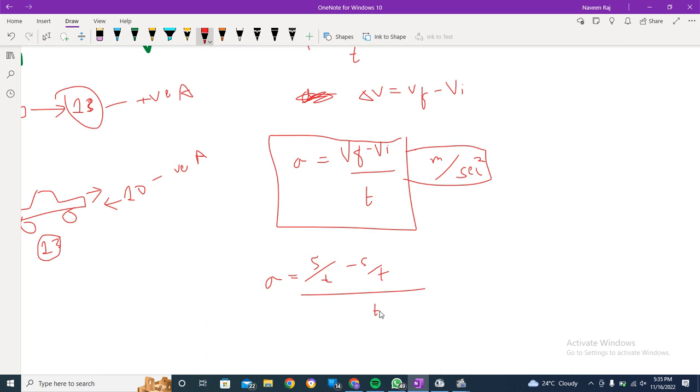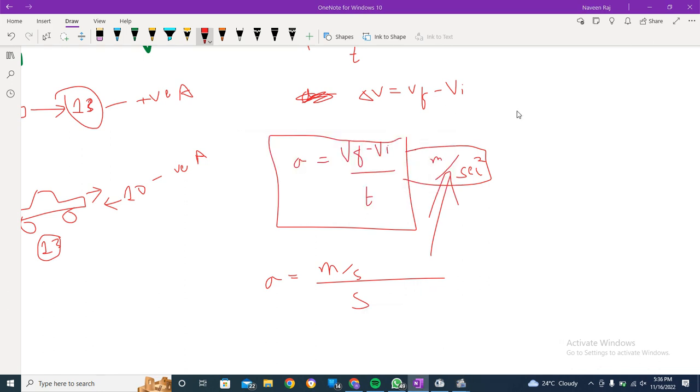Now let's look more into it. If this is confusing you, let me make it simpler. Delta v upon t: delta v is meter per second, so meter per second upon second, and this gets into meter per second square.